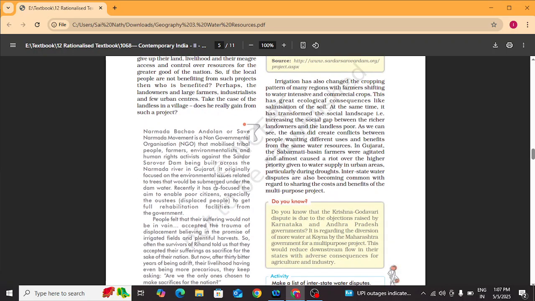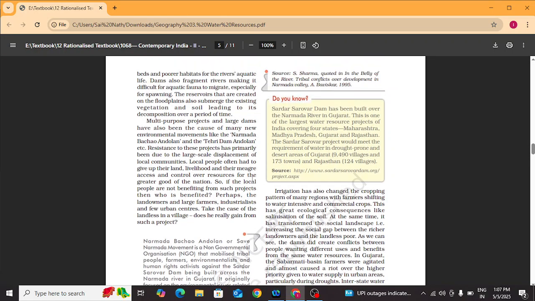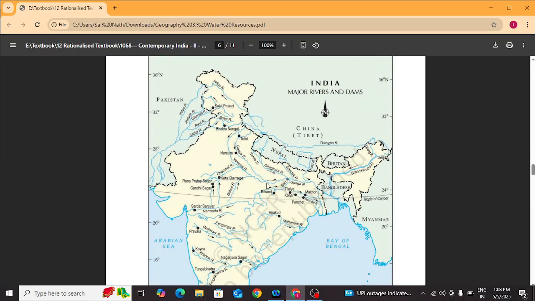Now, you have Narmada Bachao Andolan in this part. You can read it out to know more. And Sardar Sarovar Dam is also being talked about here. Moving on. This map is important. I have already discussed this map in a previous video. Please do check that out.